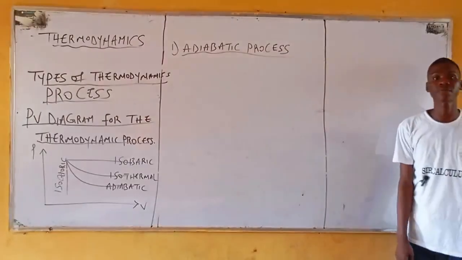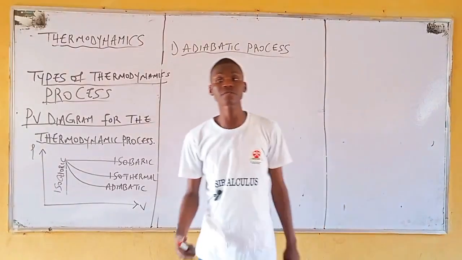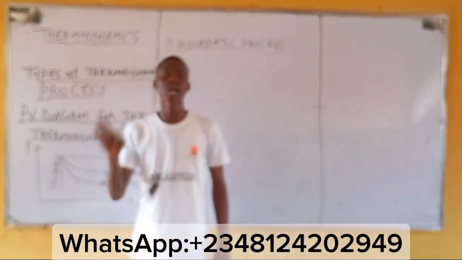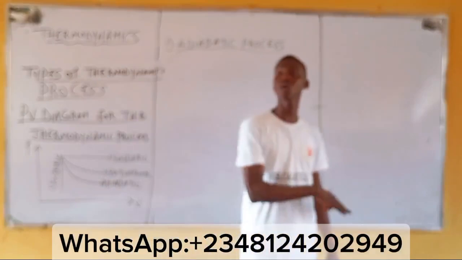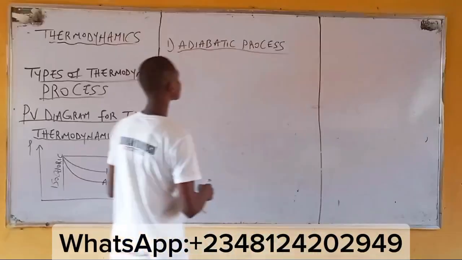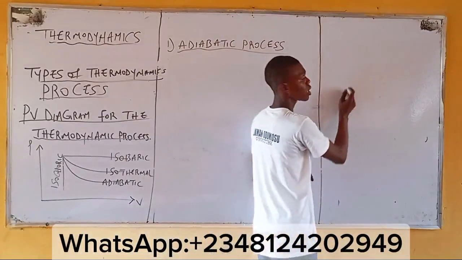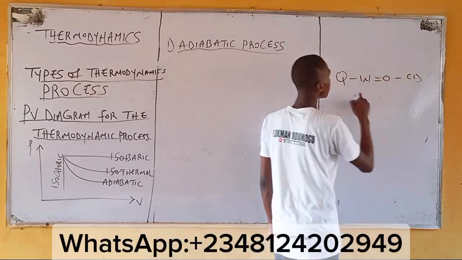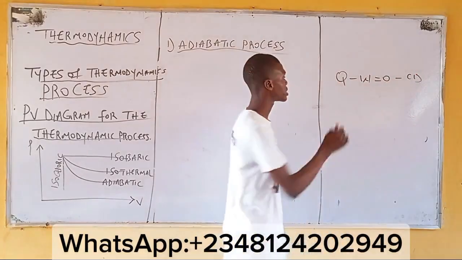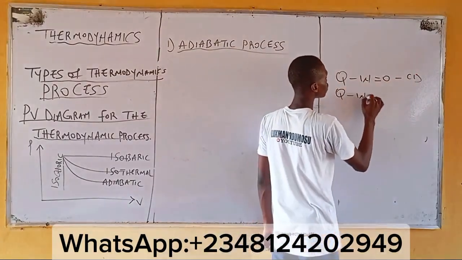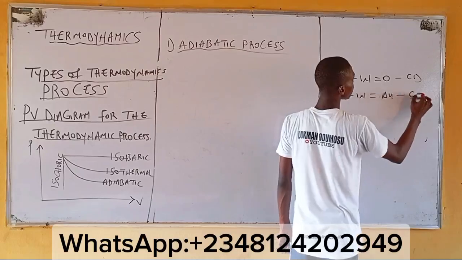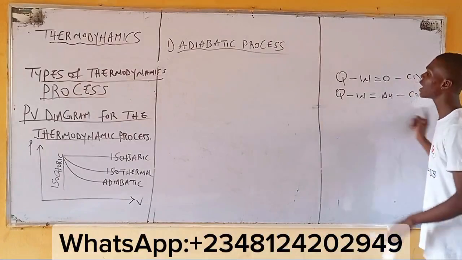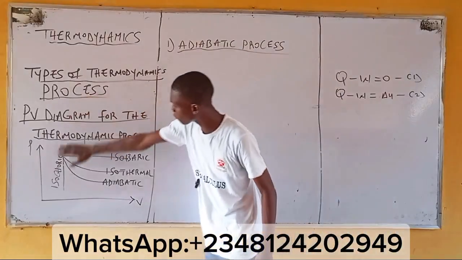We already discussed the first law of thermodynamics. We've seen the first law for a cyclic process and for a non-cyclic process. We said for a cyclic process, Q minus W is equal to 0. Then for a non-cyclic process, Q minus W is equal to change in U. This is equation 2. What this means is that I'm applying equation 2 to all these types of process.